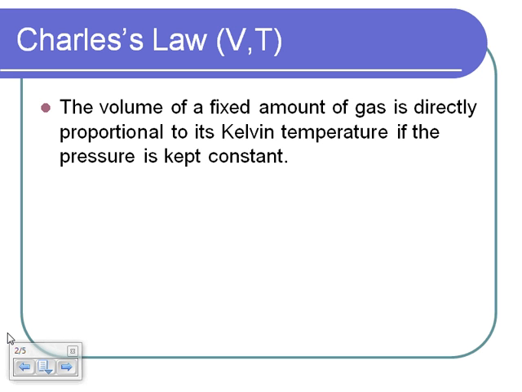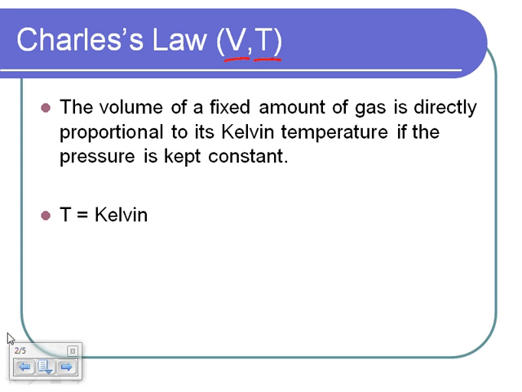It is the volume of a fixed amount of gas. The volume is directly proportional to its Kelvin temperature if the pressure is kept constant. So this law deals with volume and temperature. Our other two variables when we talk about our gas laws, the pressure and the amount of gas, are held constant in this case.